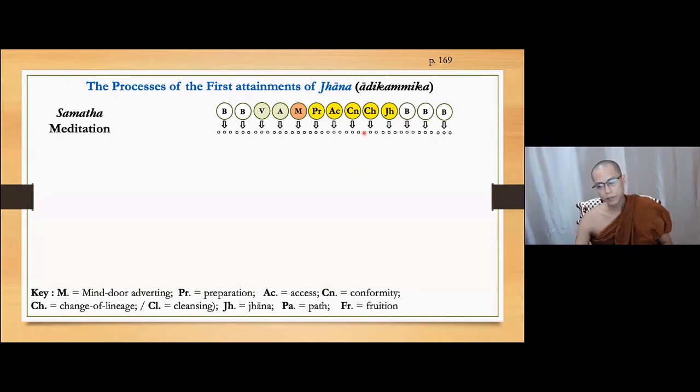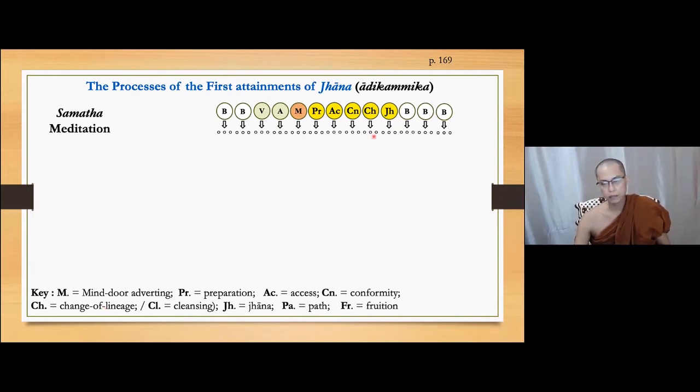Because before this attainment, this is the lineage of the sensual sphere. After that, this moment becomes the fine material sphere. So the lineage changes from sensuality to the absorption. That is why this moment is like a transition moment. So it is called the change of lineage.